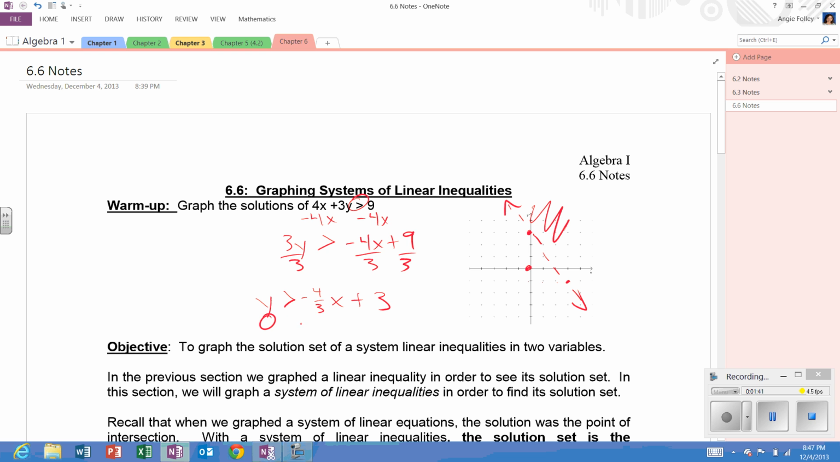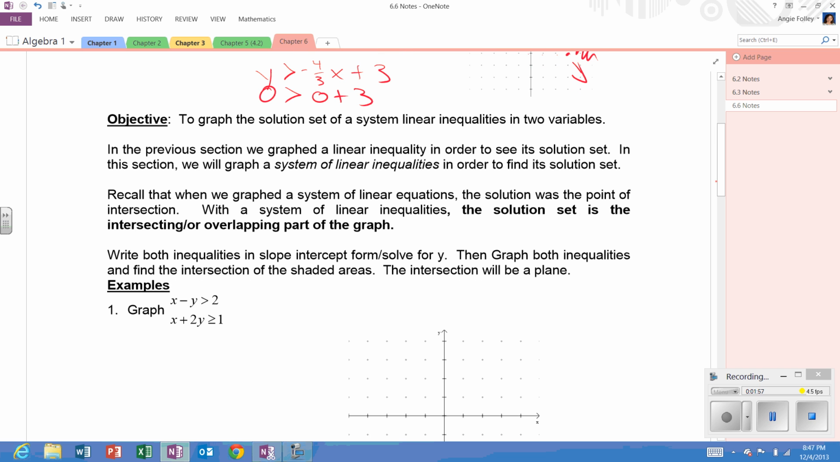Well, it says y is greater than, so we would shade what's above, which is up here, but you could also check by plugging in the point 0, 0. So if I put 0 into here, I'll get 0 is greater than 0 plus 3, which is not true, because then we have 0 is greater than 3. So we know it has to be the side that doesn't include the point 0, 0. Okay? All right, so our objective for this lesson is to graph the solution set of a system of linear inequalities when we have two variables.